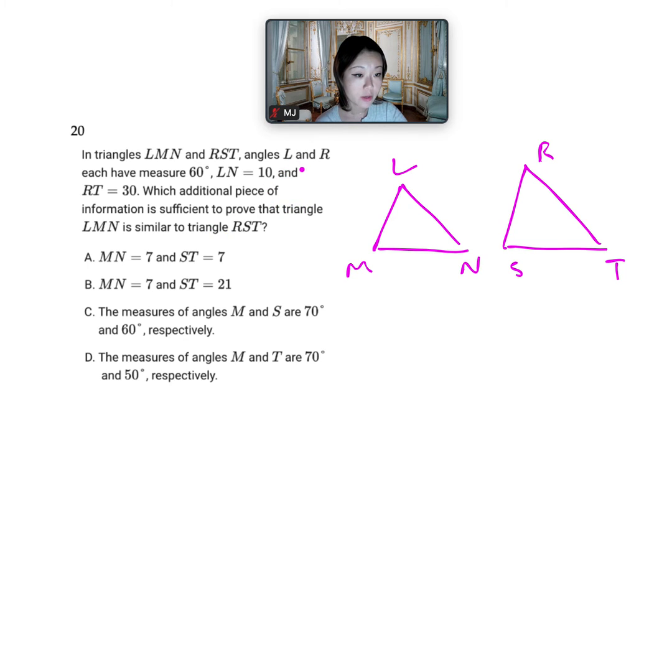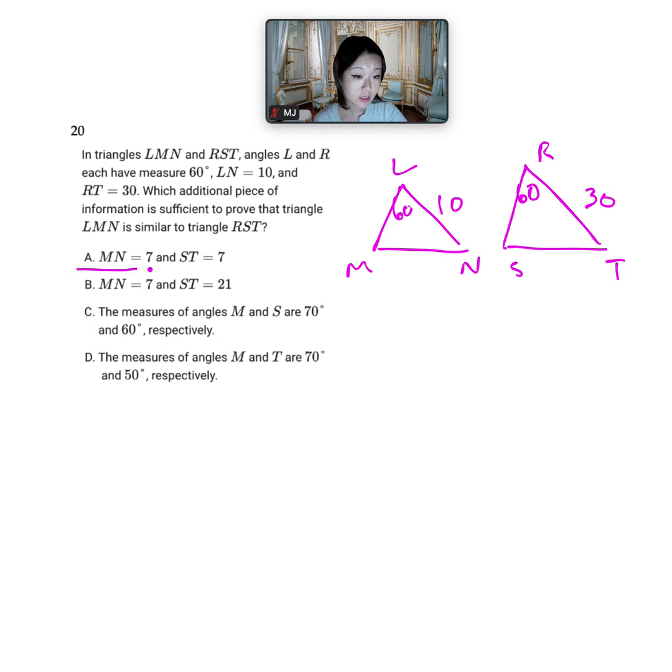So, okay, angles L and R are each going to be 60. I'm going to place our 60s over here. LN is going to be 10 and RT is 30. So what's the proportion between these sides that we've just created? If you said multiply by 3, then you would be correct. Now let's go down the list to see which one is going to prove similarity.